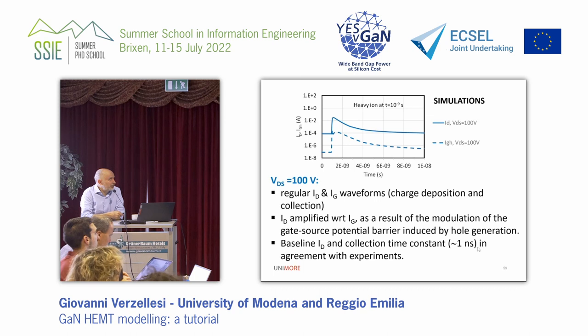But simulations show that there is an amplification factor between the gate current and the drain current. Okay, so drain current is larger than the hole current. Why is this? It's simply that electron current is due to electron collection, and hole current is due to hole collection. And electrons and holes are generated in the same number. Why is there this amplification? Okay, and the simple reason suggested by simulation is that there is a modulation of a gate-to-source potential barrier induced by hole generation, a bipolar effect.